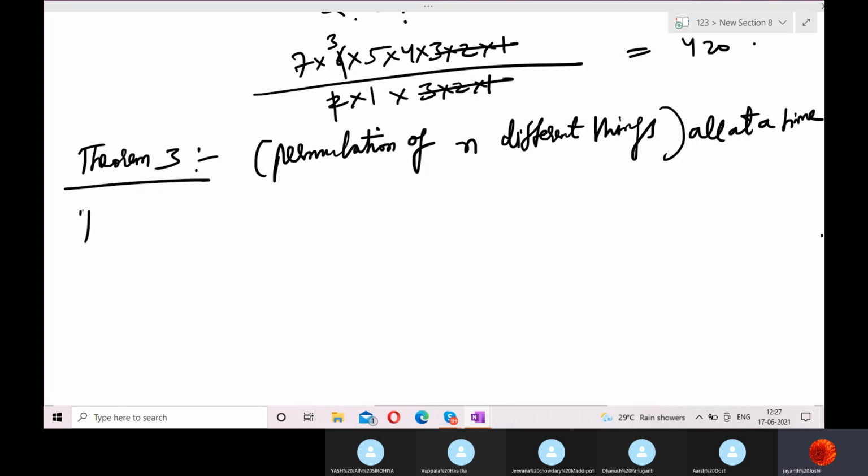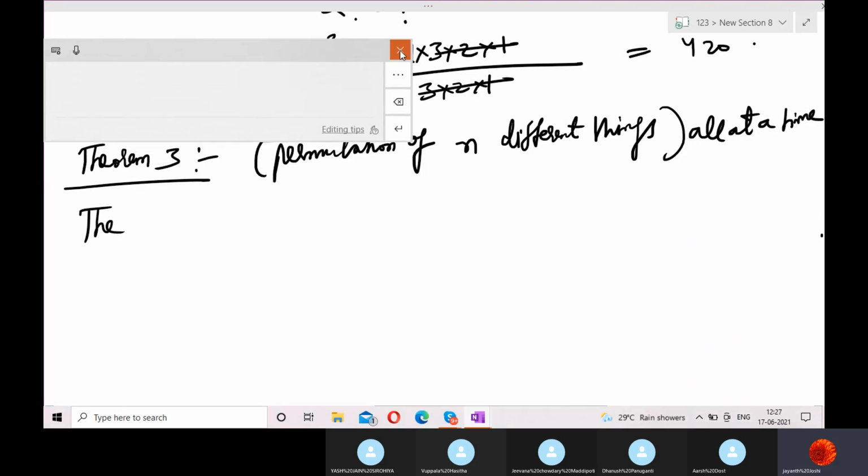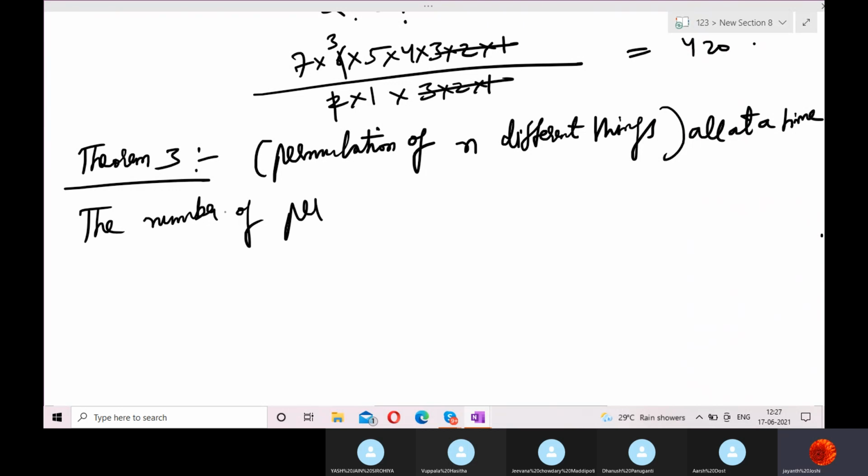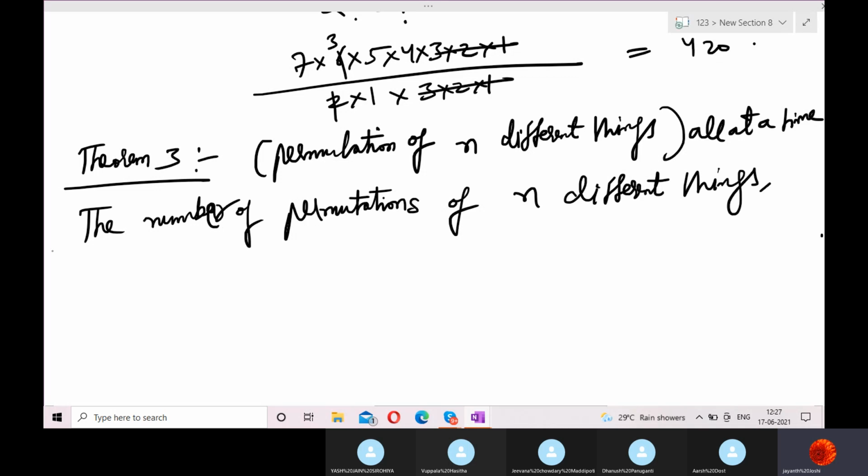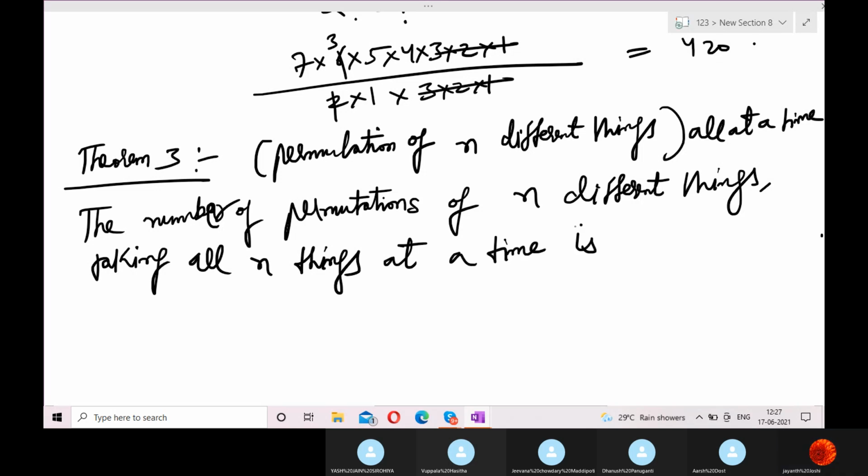So now the number of permutations of n different things taking all n things at a time is n factorial. For example, you have three numbers 2, 6, 7.